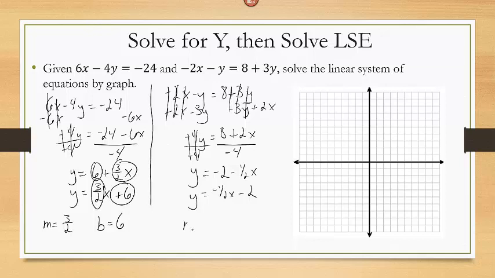Now our slope will be whatever's in front of x. So m will equal negative 1/2. And our y-intercept is whatever we're adding or subtracting to x, which is negative 2. So b equals negative 2.